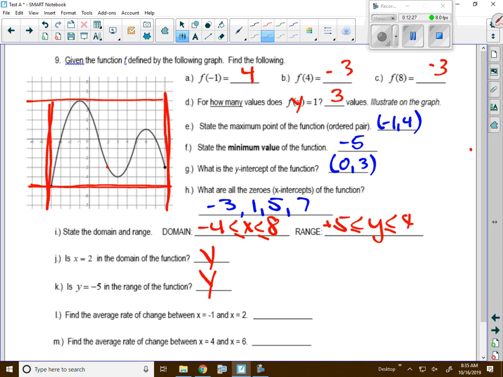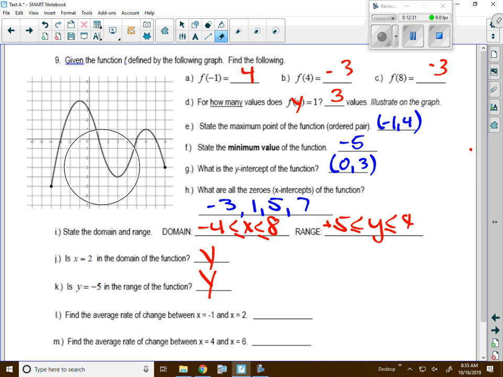All right, in the average rate of change, I don't need you to show me the work for that. You can just do rise over run. So if I do -1 to 2, okay, I have a run of 3, 1, 2, 3, 4, 5, 6, 7, and it goes down to be -7 over 3.